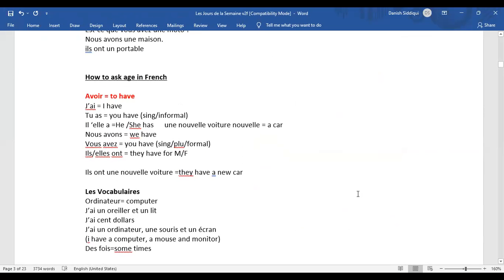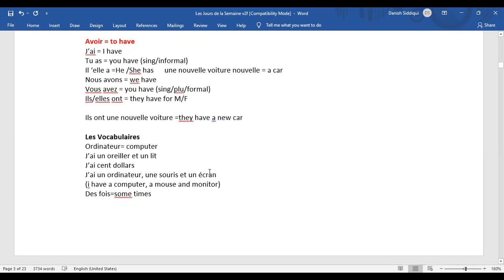So, recall the avoir and can you read with me one more time? Avoir. J'ai. Tu as. Il est là. Nous avons. Vous avez. Ils ont. Elles ont.